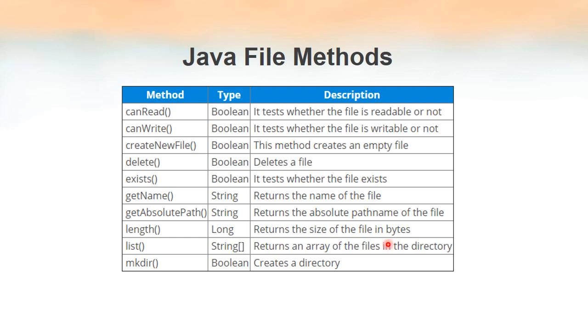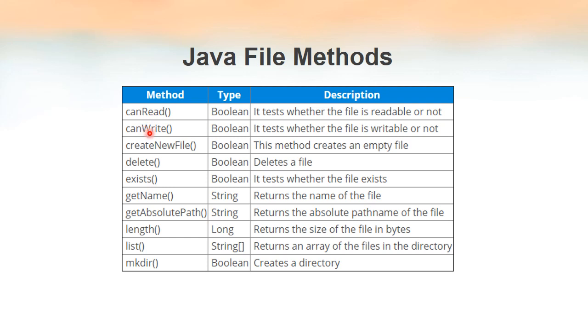canRead. This is the method name and this is the return type. Here it is mentioned as boolean. That means this method returns a boolean value, so it will be either true or false. Here's the explanation for that method. canRead, as the name indicates, checks whether the file is readable or not. If it is readable, it returns true, otherwise it returns false.